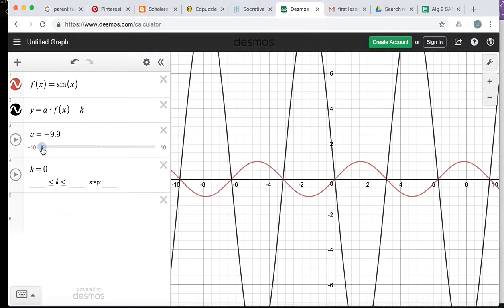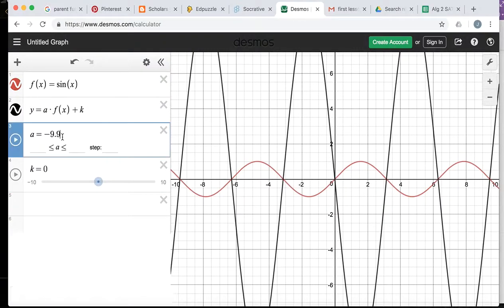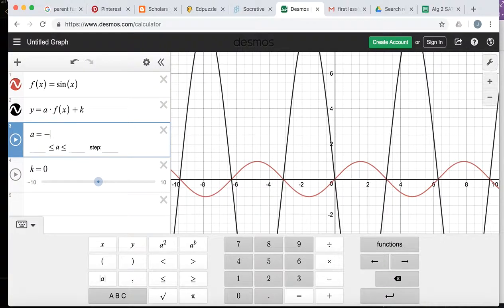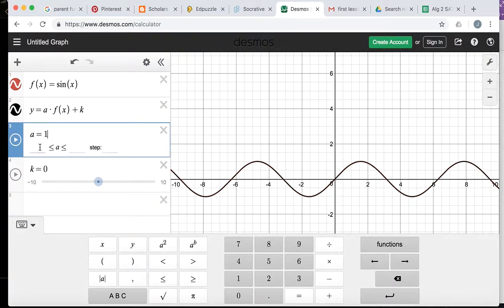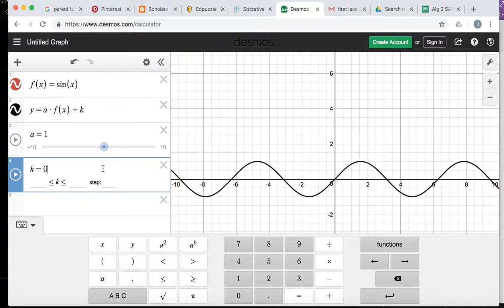It looks like the sliders are being buggy. Try again. If a is just 1, it wants to know what I want to go from. I'll say negative 10 to 10. I'm not going to put a step in there. It could be anything. And then our k equals 0. I'll go from negative 10 to 10. All right, so there we go.